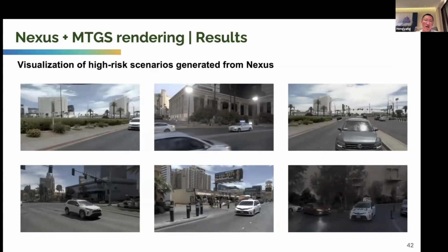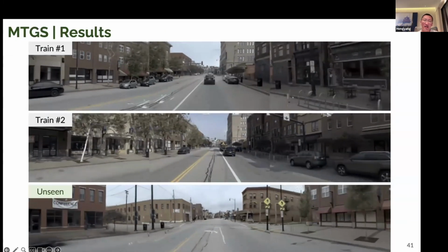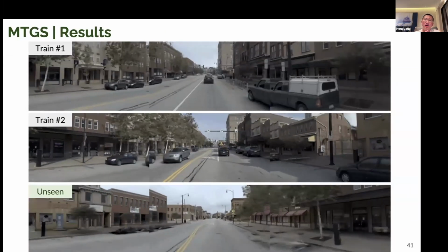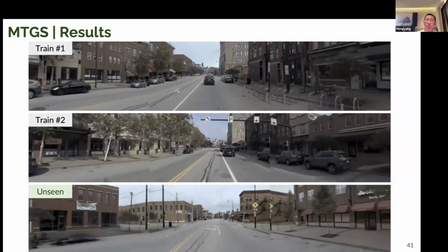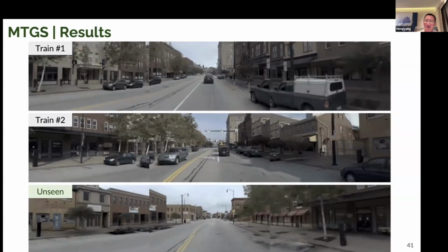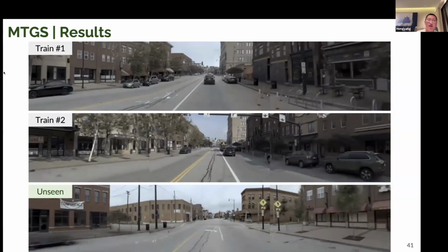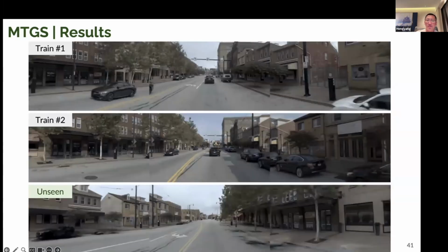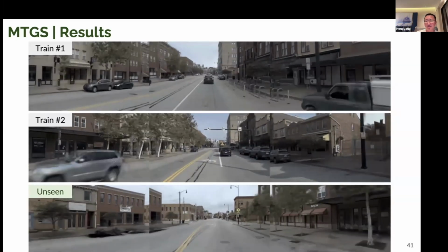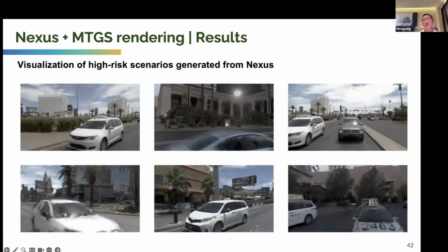These are the visual results. We can see here are the MTGS results. You can see based on different training segments, it can reconstruct scenes with very good realism, and you can traverse a large space. I mean, even up to 10 meters from the right to the left. And also it deals with unseen scenarios. You can see those are all generated scenes based on the losses or the other pipeline I just briefly mentioned earlier. And also, this is a visualization of the high-risk scenarios generated from Nexus.